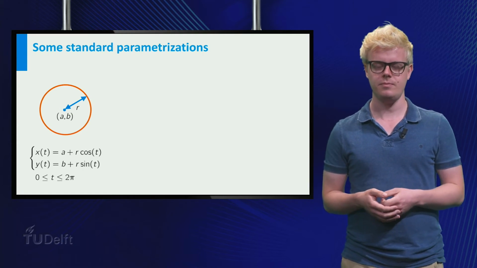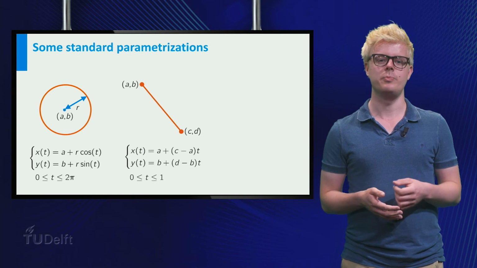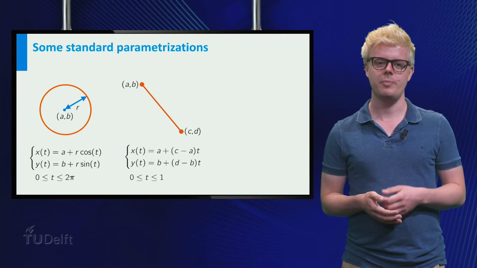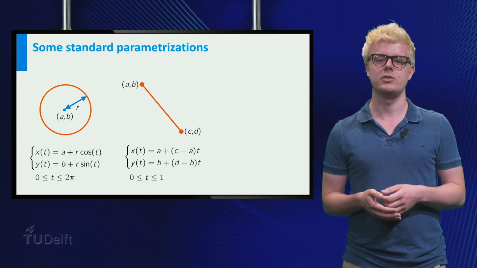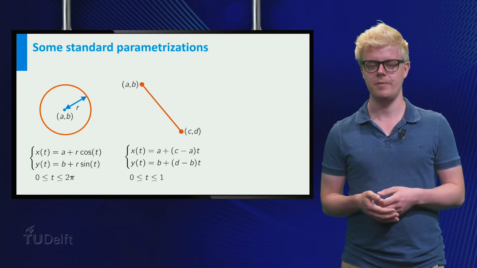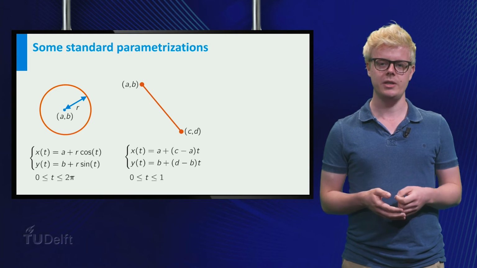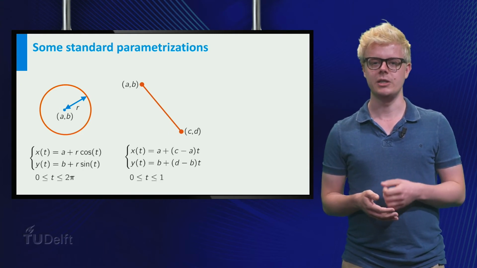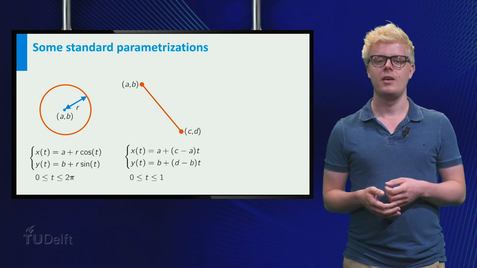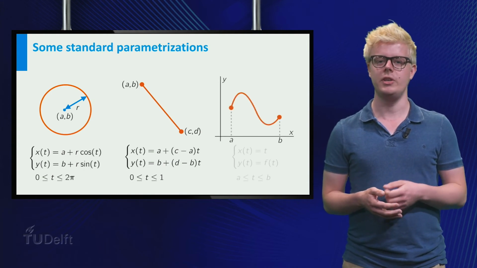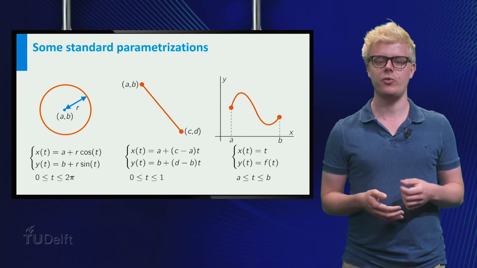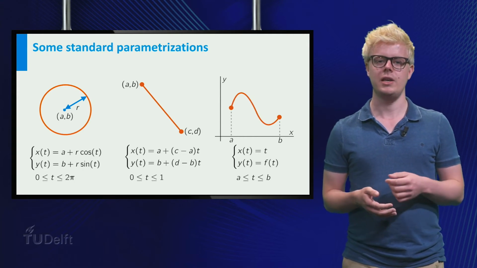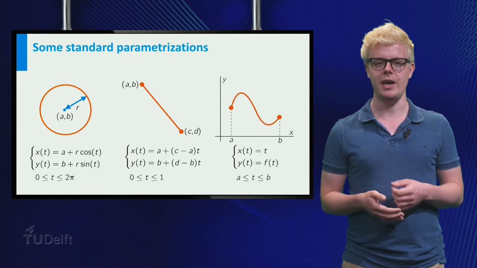pi. The line segment between points (a, b) and (c, d) can be parameterized by x(t) equals a plus (c minus a) times t, and y(t) equals b plus (d minus b) times t, with t between 0 and 1. And the graph of a function f on an interval a to b can be parameterized by x(t) equals t, and y(t) equals f(t), with t between a and b.